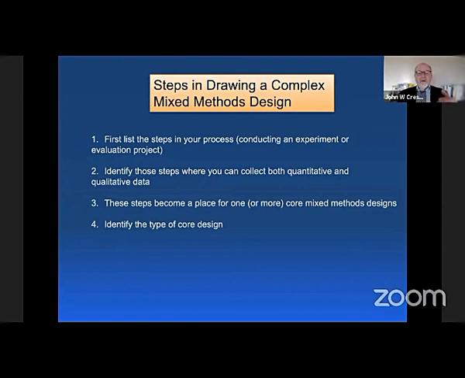First, list the steps in your process. What are the steps in the experiment or the evaluation? Identify in those steps where you can collect both quantitative and qualitative data. And then these places where you can collect both forms of data, they become an opportunity for you to have a core mixed methods design. Identify the type of core design. Well, let me show you a picture here.